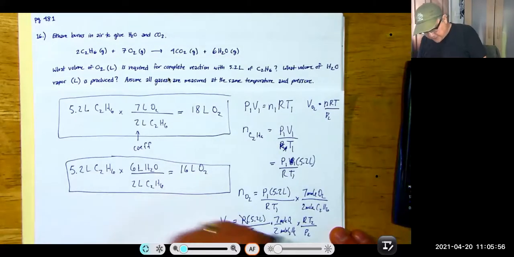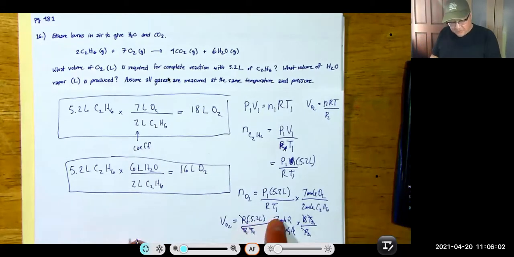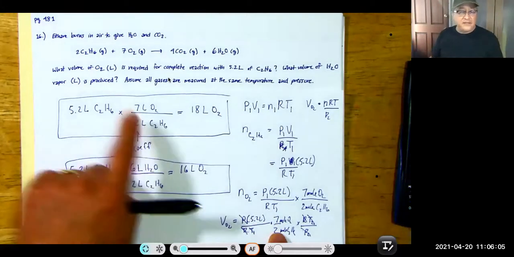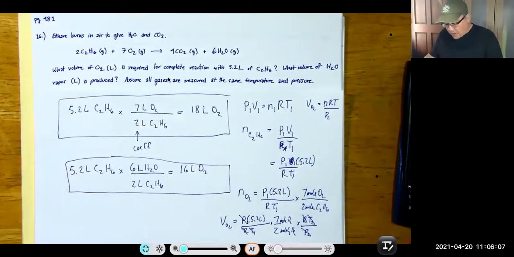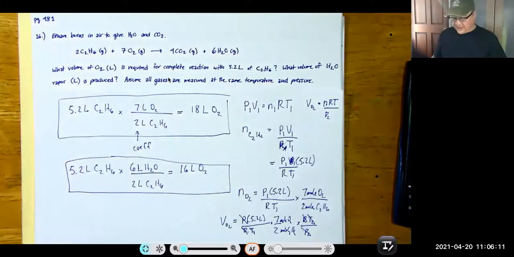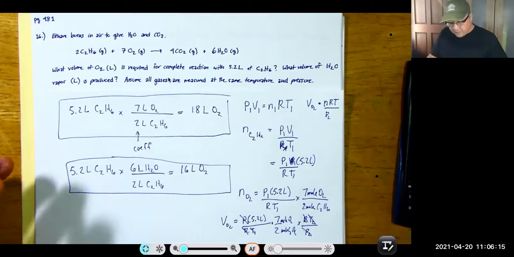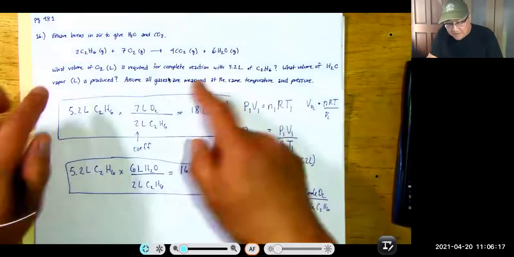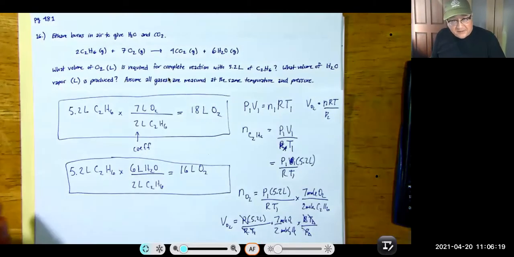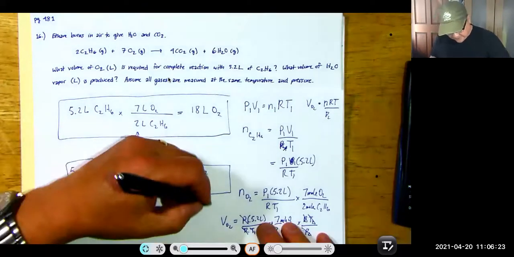P1 and P2 cancel, T2 and that cancel, R and R cancel, and we end up getting 5.2 times 7 over 2, which is what we did up here so much more easily. So why would you want to do this on the right when you could do this on the left? And the answer is because you're crazy. So we can't do this problem without understanding that these can be volumes in this case, but why would you want to do that? So here, you need to remember this.